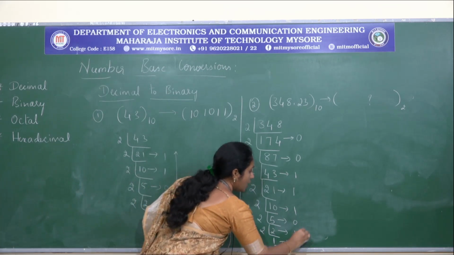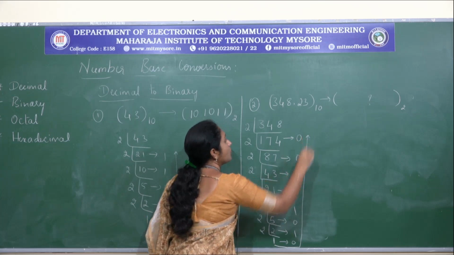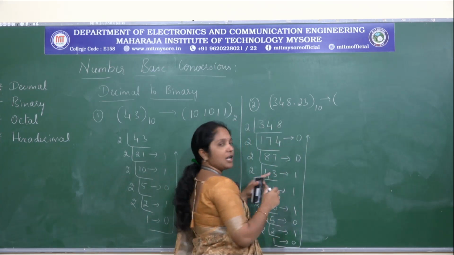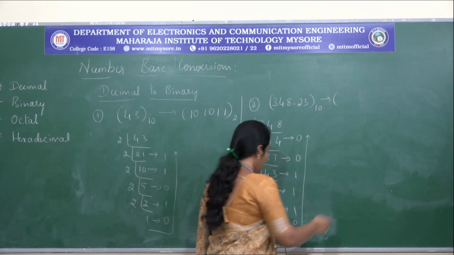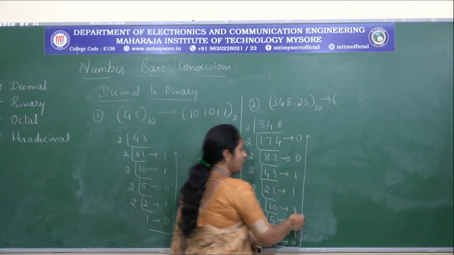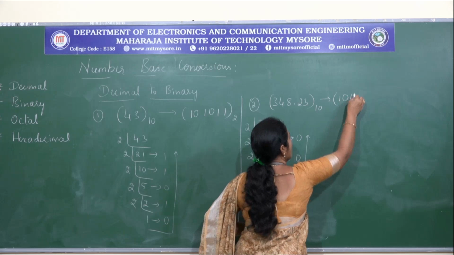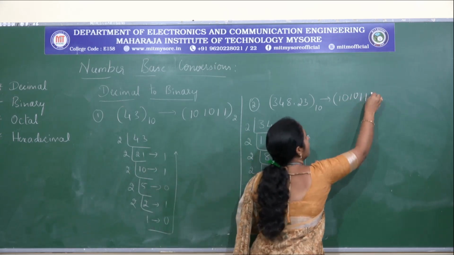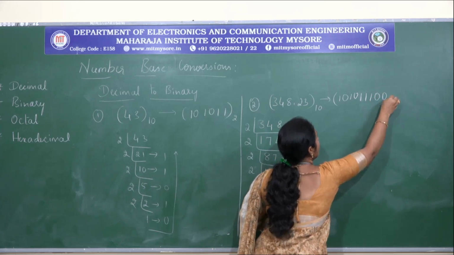How to read? We need to read from the bottom to top. Therefore, let me write the equivalent of this. What is the equivalent? Let me start from here: 1 0 1 0, 1 0 1 0, then we have 1 1 1 0 0 1 1 0 0.